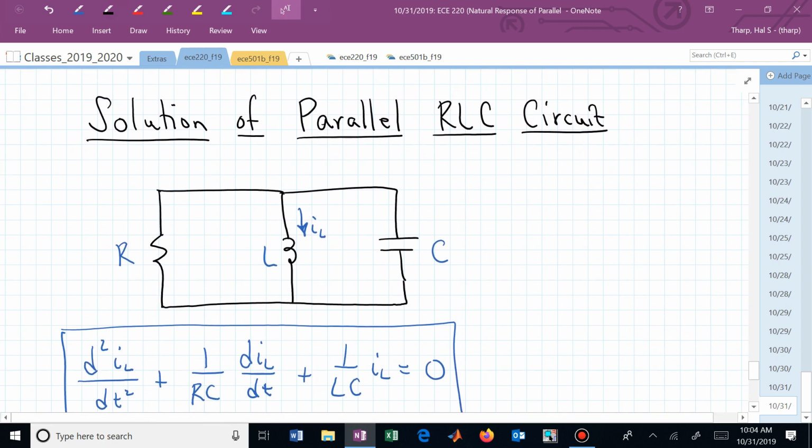Let's now work through putting this together and moving a little bit further. You're going, come on already, I'm tired, just give me the solution. Let's now determine a solution to a particular parallel RLC circuit.